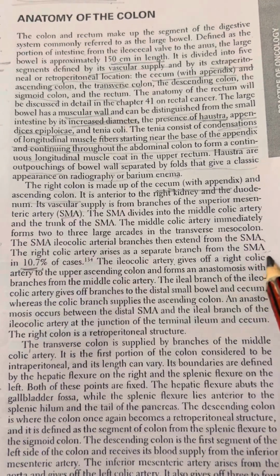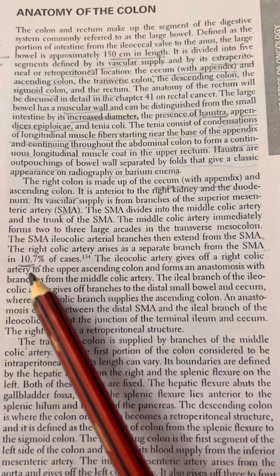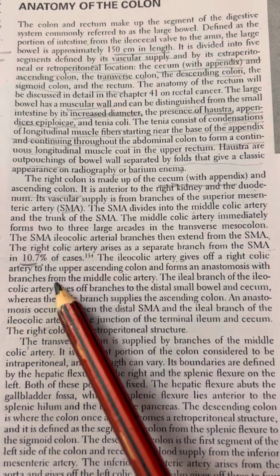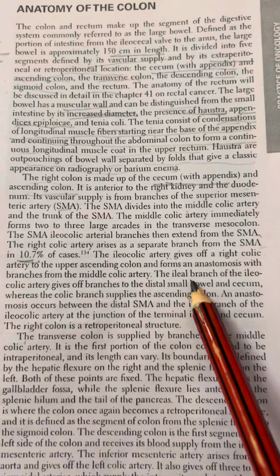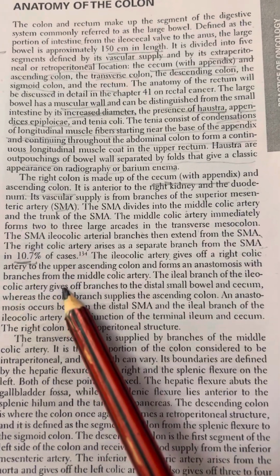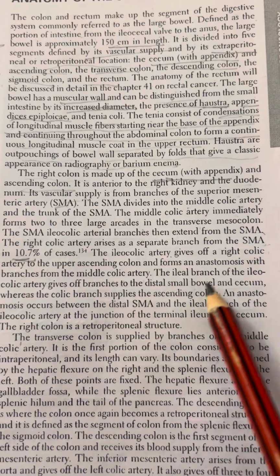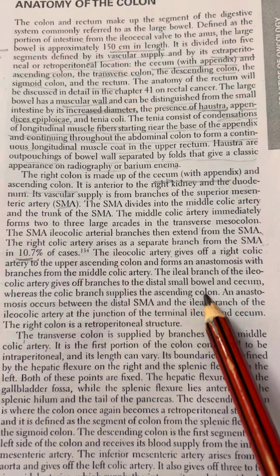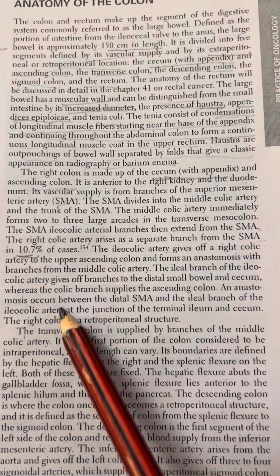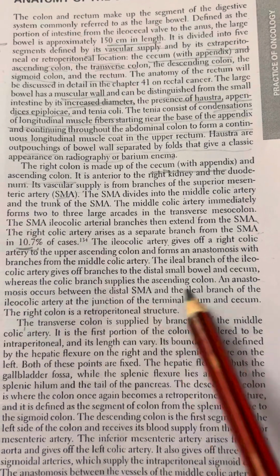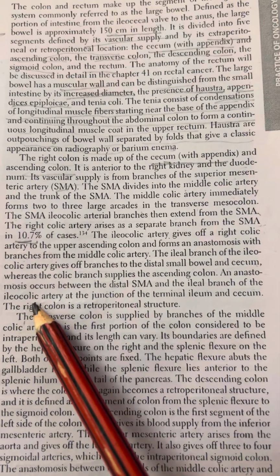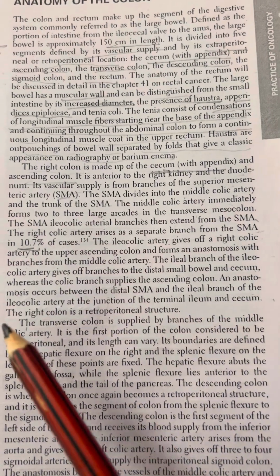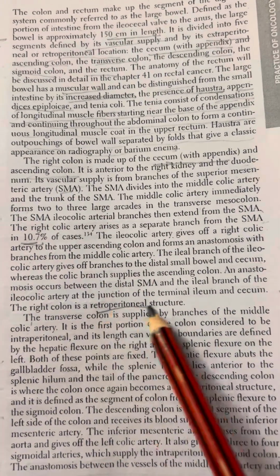The ileocolic artery gives off a right colic artery to the upper ascending colon and forms an anastomosis with branches from the middle colic artery. The ileal branch of the ileocolic artery gives off branches to the distal small bowel and cecum, whereas the colic branch supplies the ascending colon. Anastomosis occurs between the distal SMA and the ileal branch of the ileocolic artery at the junction of terminal ileum and cecum. The right colon is a retroperitoneal structure.